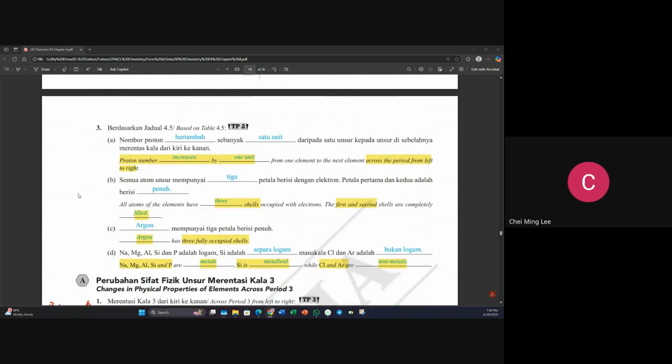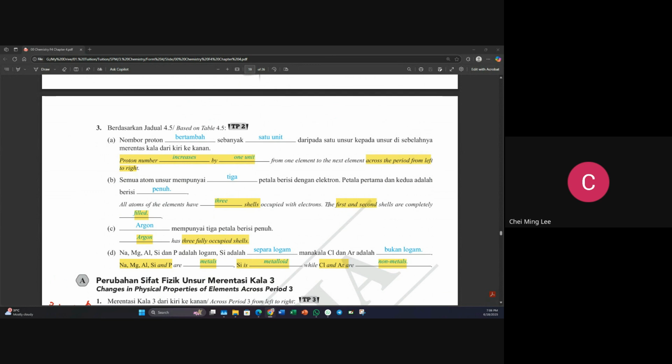Okay, so let's see. Based on the table, the proton number increases by 1 unit across the period from left to right. And all atoms of these elements have 3 shells occupied with electrons. That's why it's called the third period. Third period means that all have 3 shells.